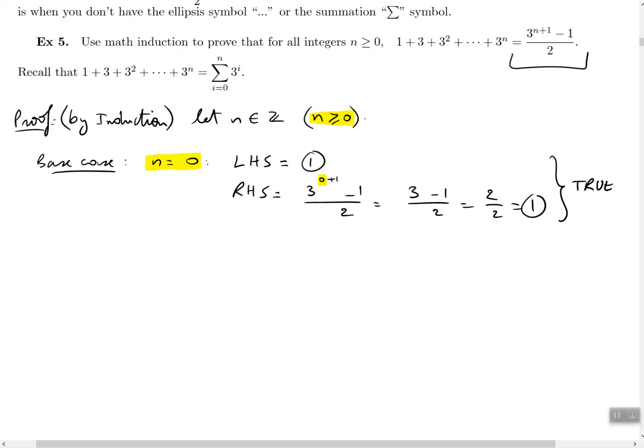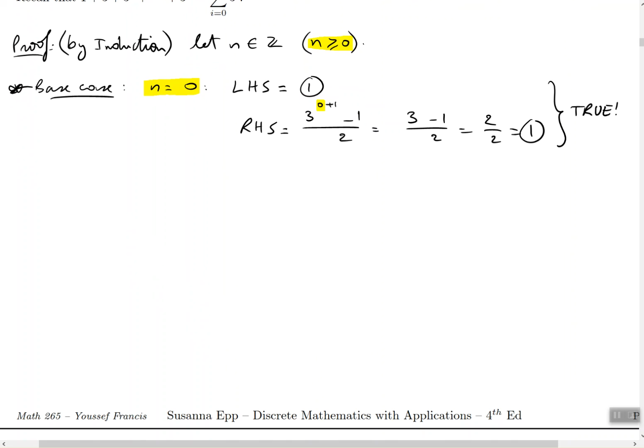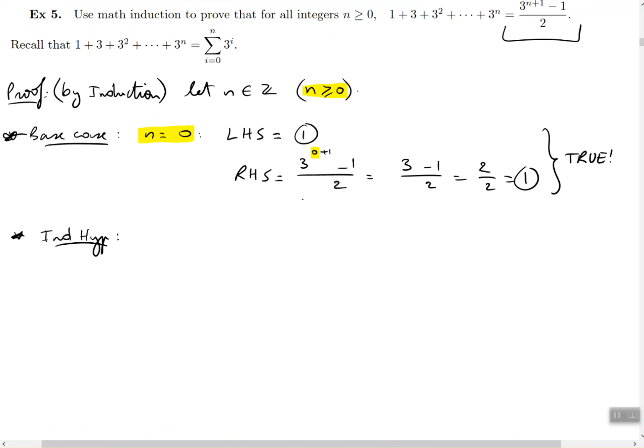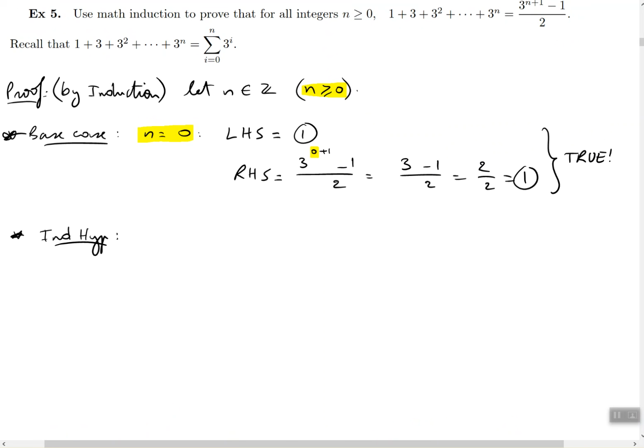So this is great. If the base case is not true, then there's no point in continuing the problem. Either we made a mistake or the theorem actually is not supposed to be true. But in this case, the base case holds. So we go on to the next step, which is the inductive hypothesis. So I'm going to go ahead and start setting it up. What am I going to do in the inductive hypothesis? I'm going to assume that the statement that we're trying to show holds.